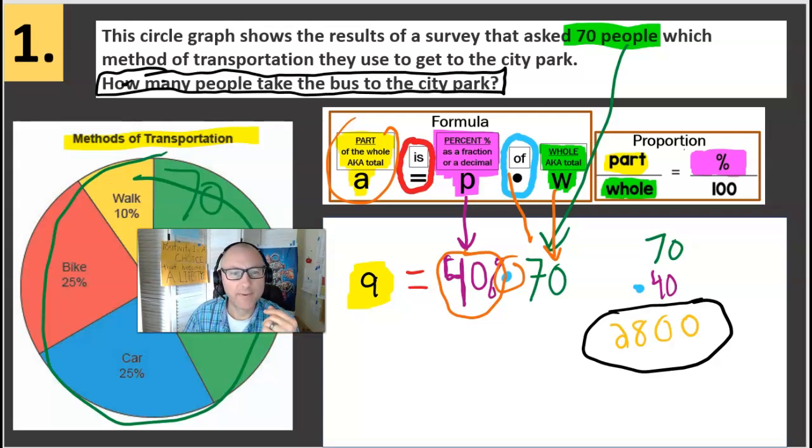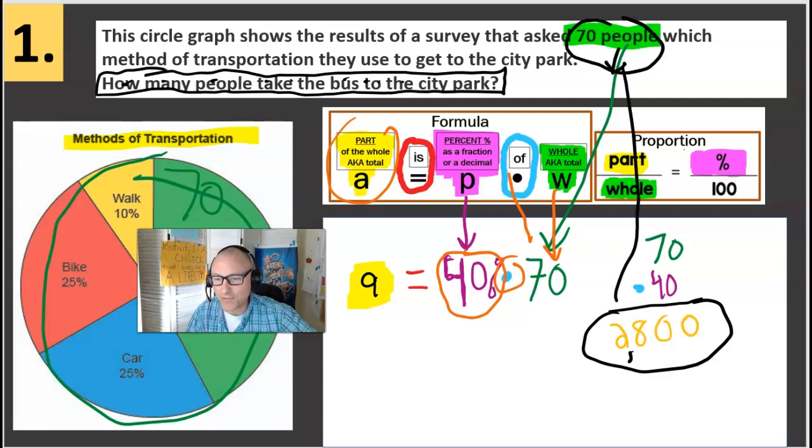Let's see if that makes sense. How many people take the bus to the city park? Oh, 2,800 people take the bus. Wait a minute. How many total people were there to start with? 70? And out of those 70, 2,800? No, that doesn't make sense. What did we forget to do?